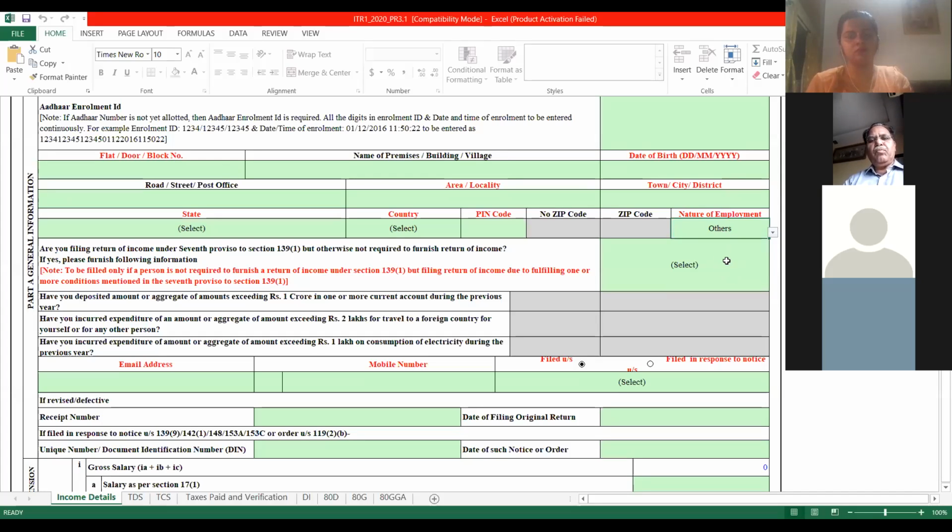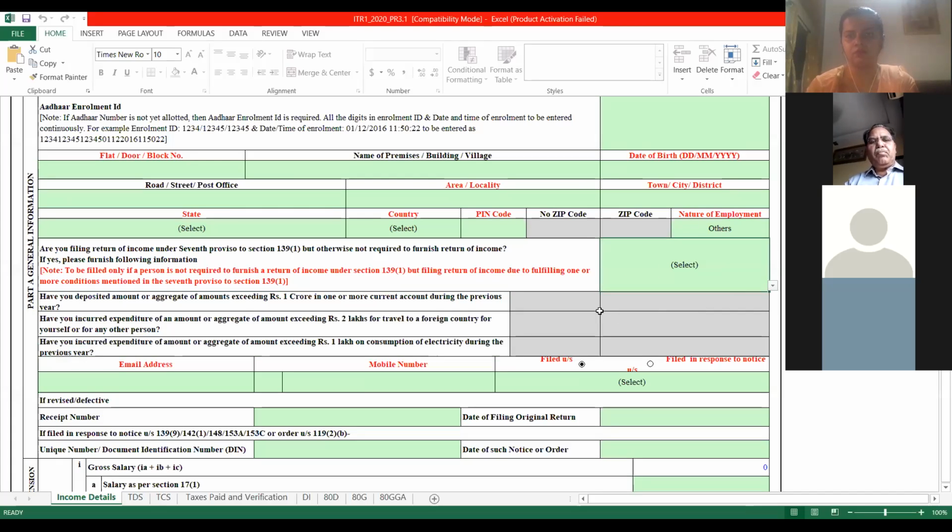Now here it is asking me, are you filing the return of income under the 7th proviso to section 139 subsection 1, but otherwise not required to furnish the return of income. So this is basically applicable for those people who have during the year these 3 transactions, but otherwise your income is below the taxable limits, then in that particular case, I will have to select yes.